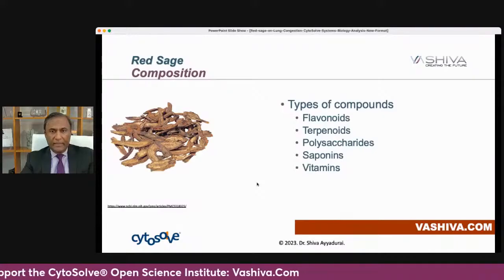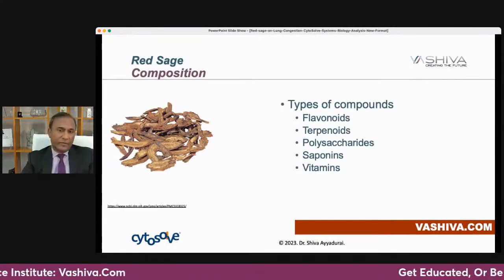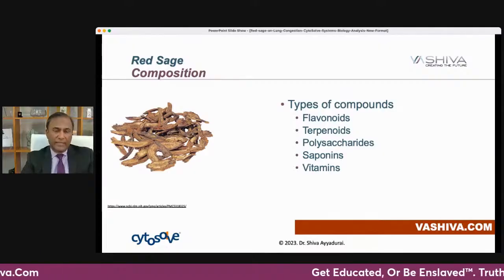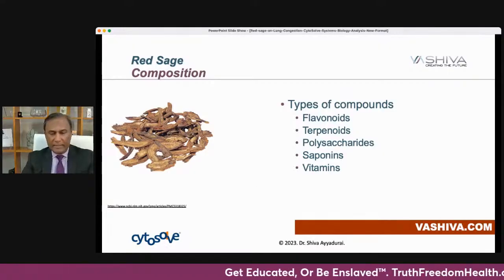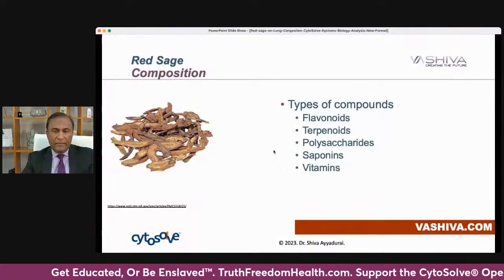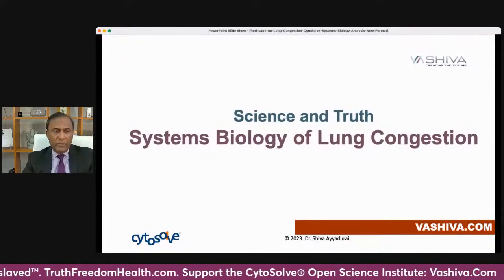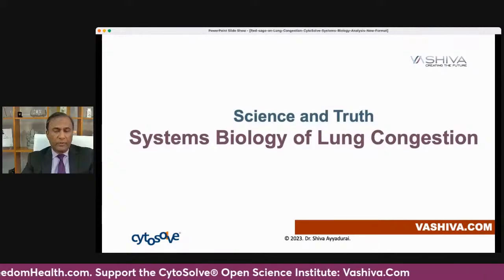And there are different types of compounds in red sage. There are flavonoids, terpenoids, polysaccharides, saponins, and vitamins. We'll go through this shortly, but there are really 5 different types of compounds in red sage. What I want to do now is, that's just a quick overview on red sage.